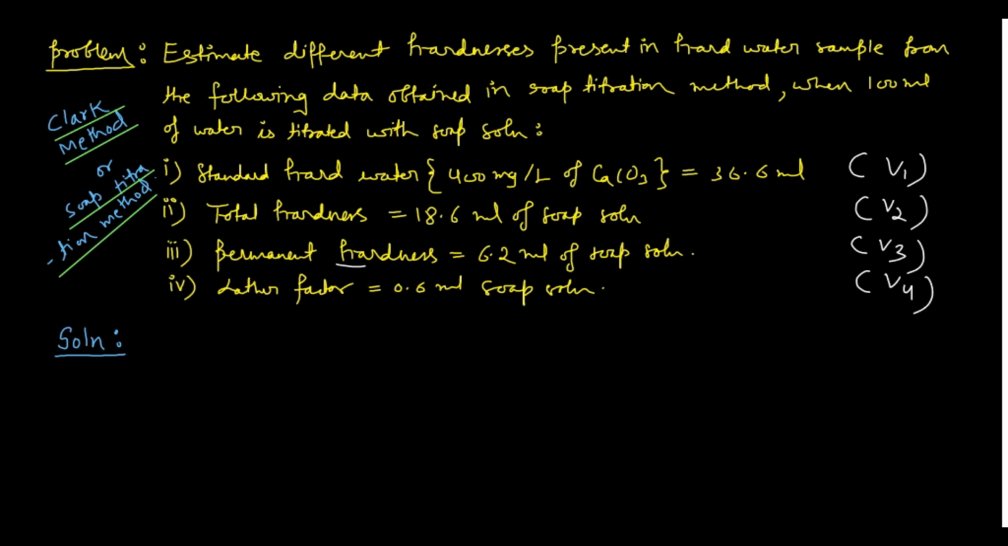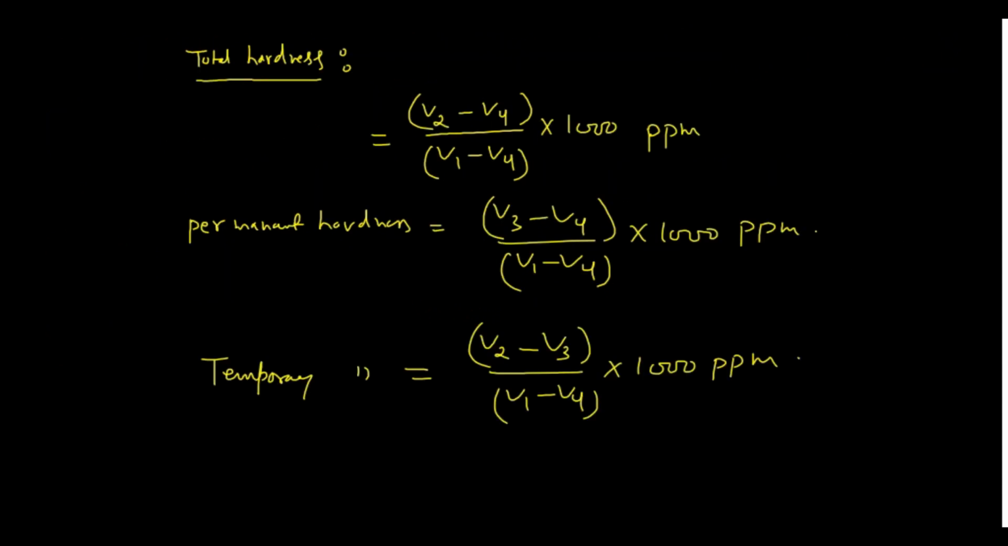So if I go back to my last class slide, you can see these three different formulas, right? For total hardness, it is V2 minus V4 divided by V1 minus V4 multiplied by 1000, and this is in ppm. Then for permanent hardness, it is V3 minus V4, and for temporary hardness, it is V2 minus V3, and the denominator is the same in all three cases, right?